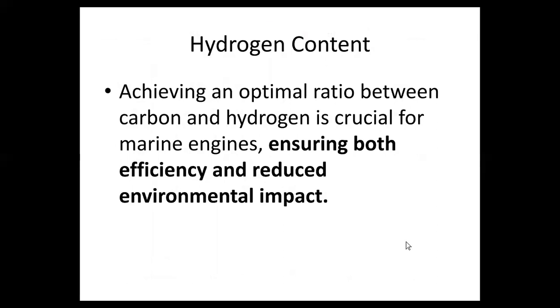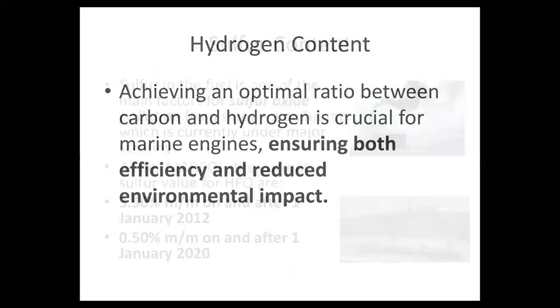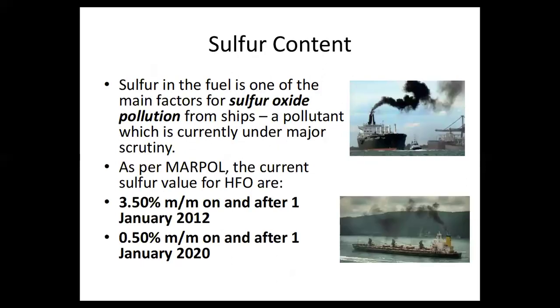Achieving an optimal ratio between carbon and hydrogen is crucial for marine engines, ensuring both efficiency and reduced environmental impact. So we kept on mentioning this one. Carbon is for energy output, hydrogen is more on environmental protection with good efficiency and at the same time reduced pollution. Next would be our sulfur content.